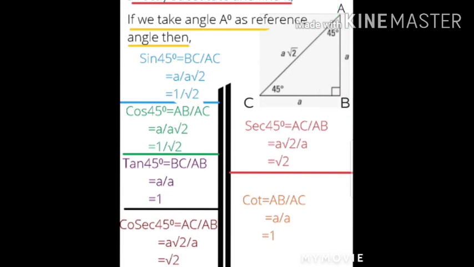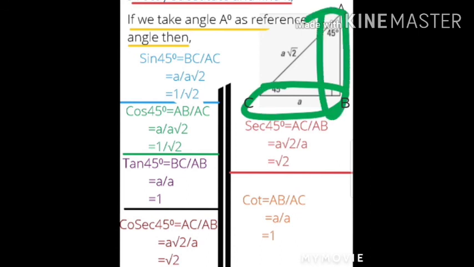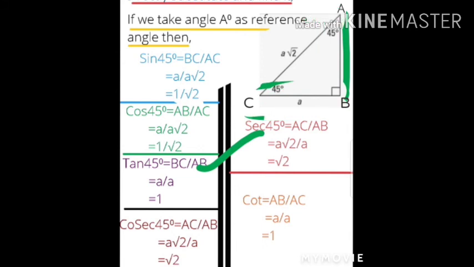So friends, what is the value of tan trigonometric ratio? Opposite by adjacent. So with respect to angle A, what is the opposite side? BC will be the opposite side and AB will be the adjacent side. So tan 45 will be equal to BC by AB, which is equal to the value of BC will be A and AB will also be A. So we will be getting A by A. If we cancel it out, we will be getting the value of tan 45 as 1.